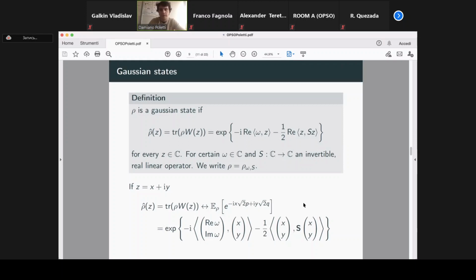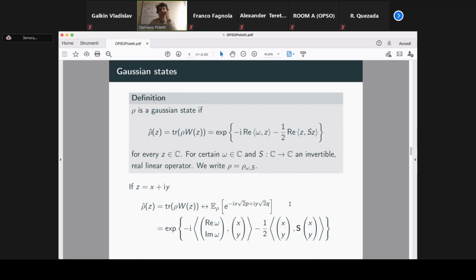It's not clearly visible with this font, but S here is written as a boldface character, meaning to differentiate it from its real linear counterpart. But they actually are the same operator, morally, just one acts from C to C, the other acts from R2 to R2.